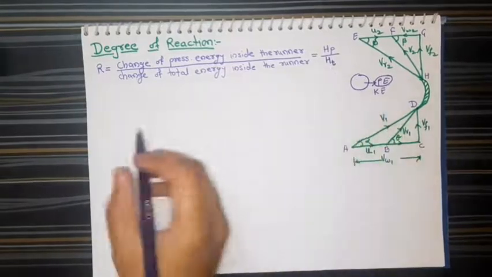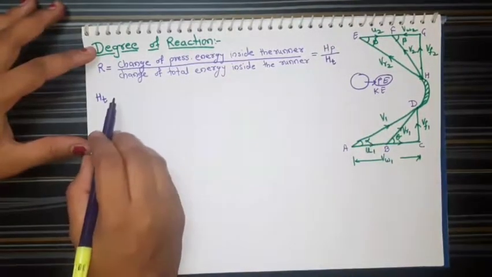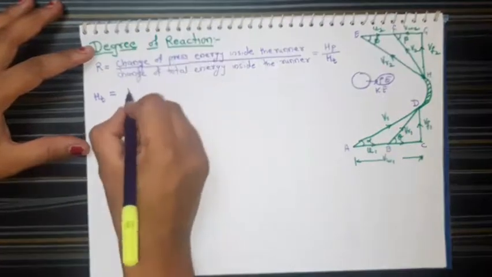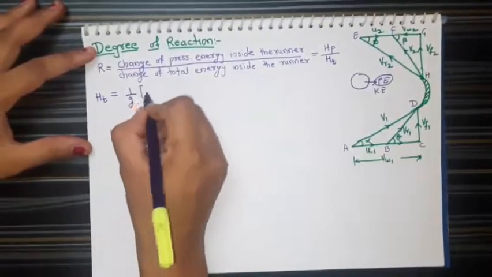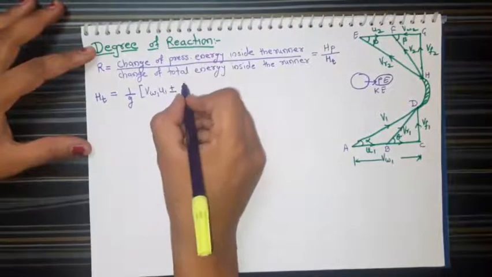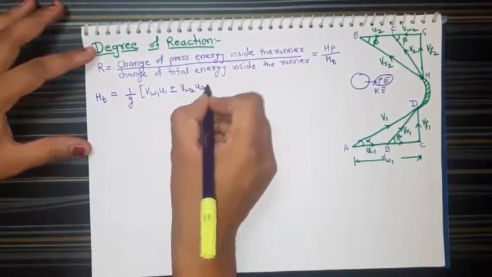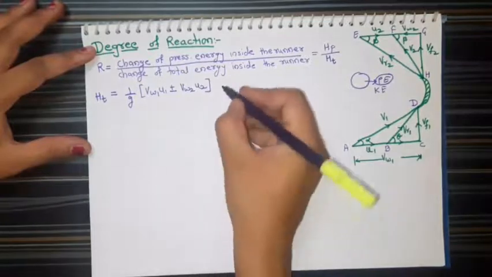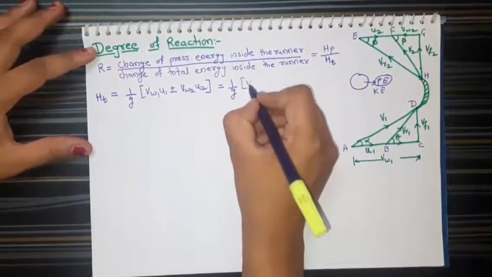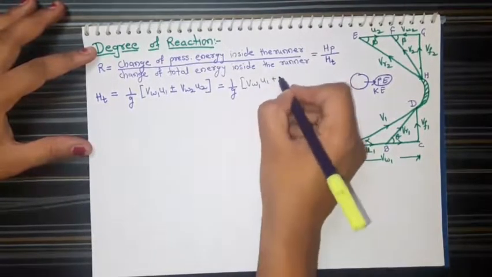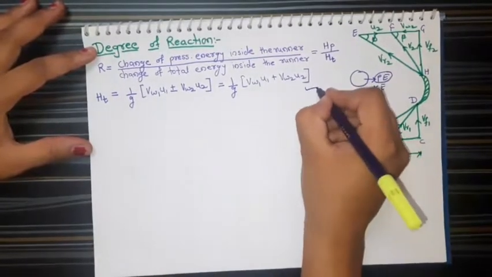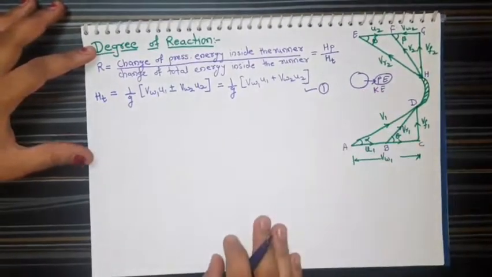Now the total head which is converted into work is equal to 1 by g (VW1 U1 plus or minus VW2 U2). For simplicity we will take only the positive value, so it is equal to 1 by g (VW1 U1 plus VW2 U2). This is the total energy. Let's say equation number 1.